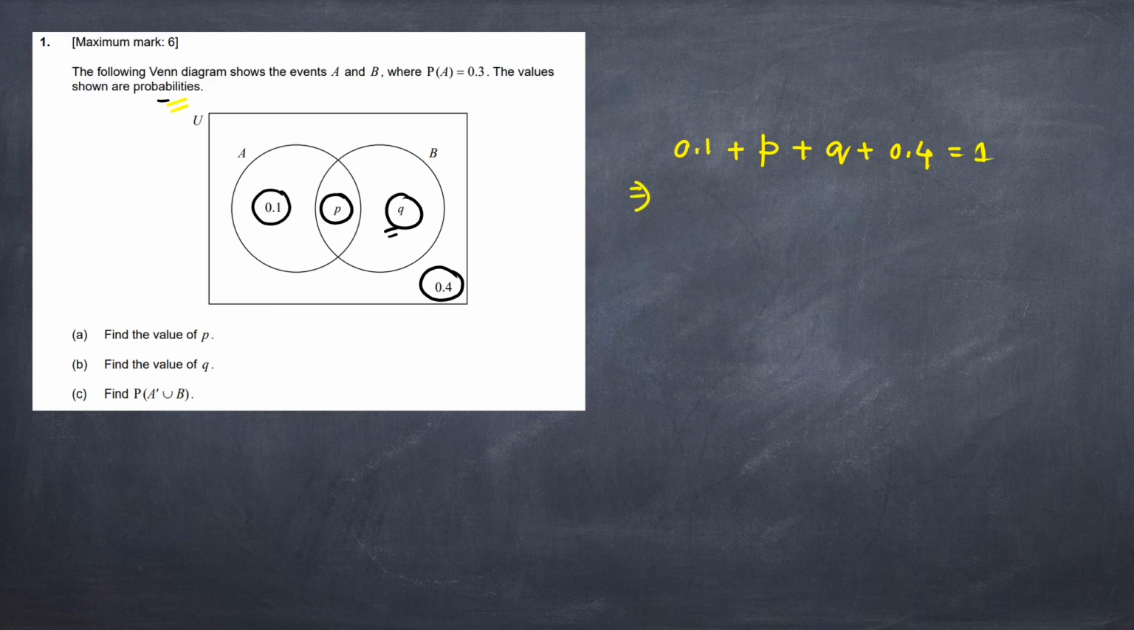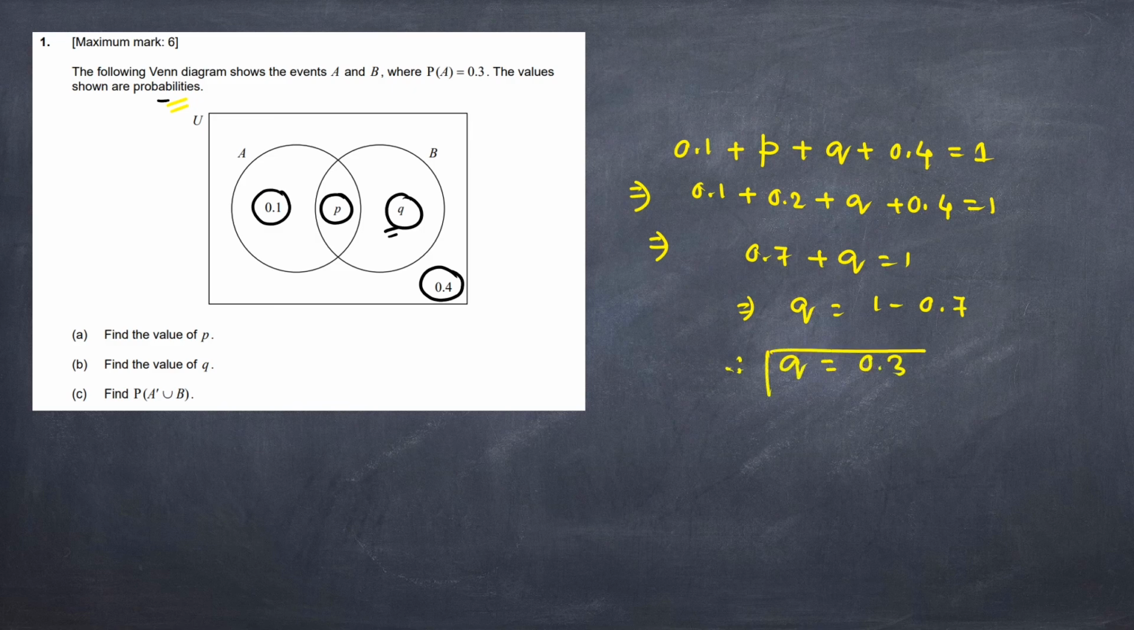So from here we can write 0.1 plus the value of P, which was 0.2, plus Q plus 0.4 is equal to 1. So 0.7 plus Q is equal to 1. So Q equals 1 minus 0.7. From here we get Q is equal to 0.3. So this is also done. Now the next problem.